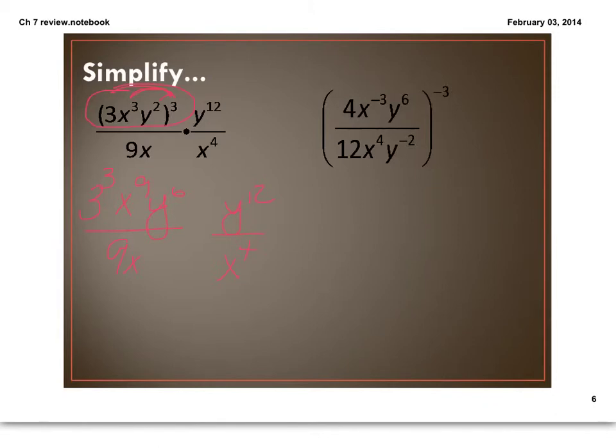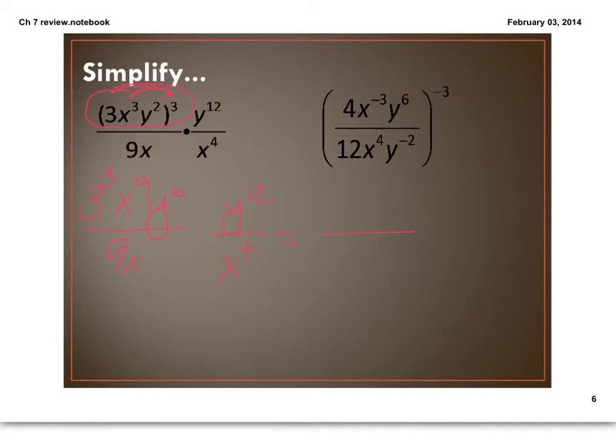So now again I can either multiply all across the top, all across the bottom, and then simplify, or I can simplify each fraction first and then multiply. Really doesn't matter. I think I'm going to multiply across the top and across the bottom again. So my plan is to take 3 cubed times x to the 9th times y to the 6th times y to the 12th to get a new numerator.